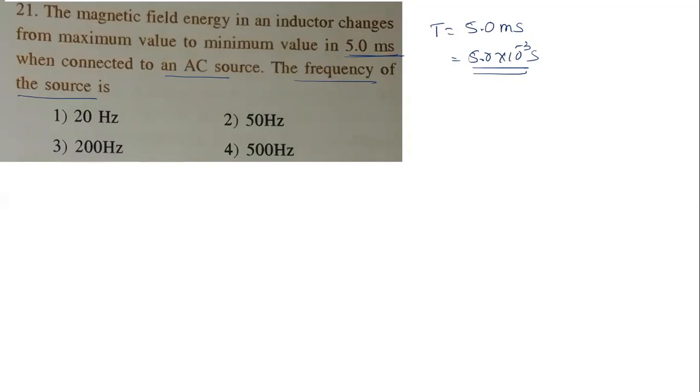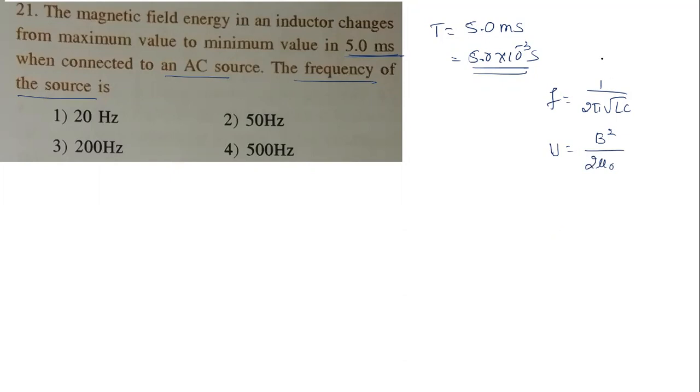So what do we start thinking? Frequency is given by 1 by 2 pi root LC. This formula is not applicable. Then I'll go for energy density. Energy density equals B square by 2 mu naught. This is not applicable either. Like this we could go on thinking.